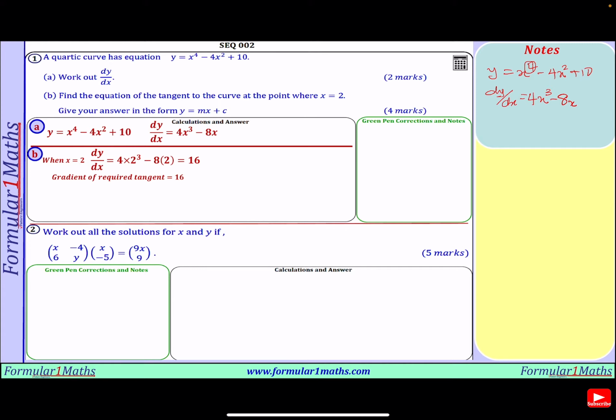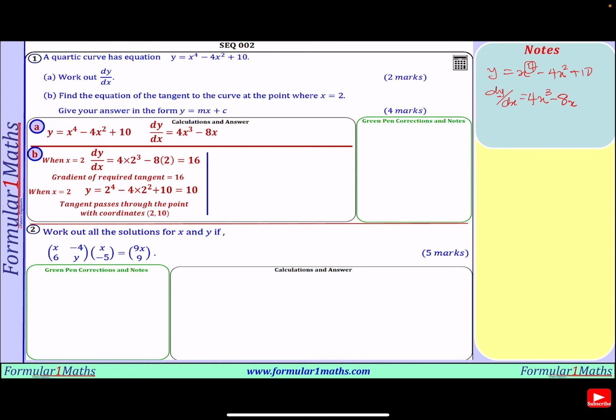But we need to find the coordinates of that point where x equals 2. We know the x coordinate, so we can find the y coordinate by substituting 2 into this equation. So if we do that, we are going to get y is equal to 10. We now have a point that the curve passes through, and also the tangent passes through.